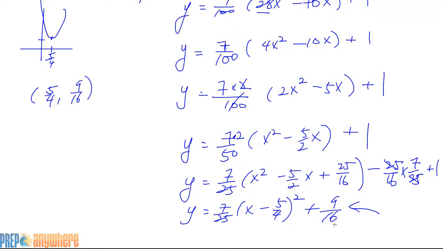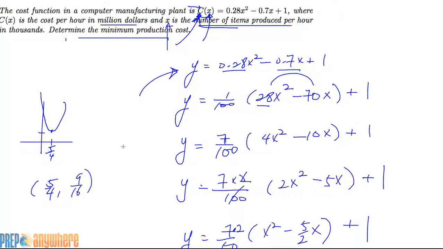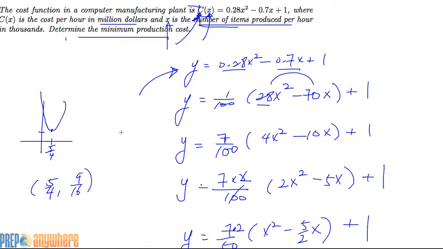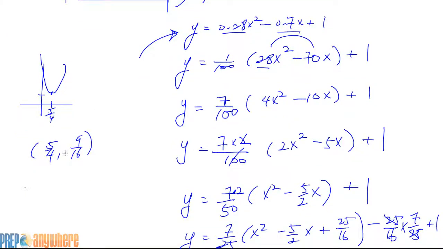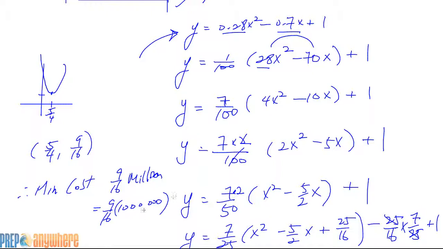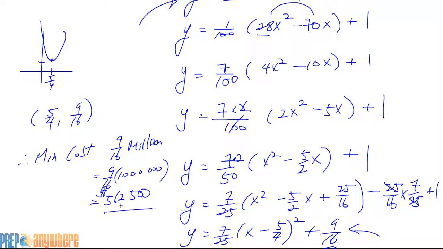But this y coordinate represents the minimum cost. Determine the minimum cost. Therefore, minimum cost is 9 over 16 million. So if you want to know the exact amount, you times that by 1 million. Okay, so that is what we get. That's the minimum cost to produce these computers.